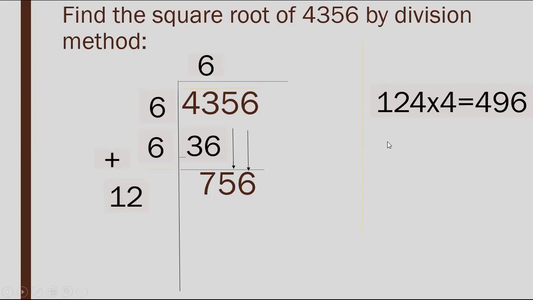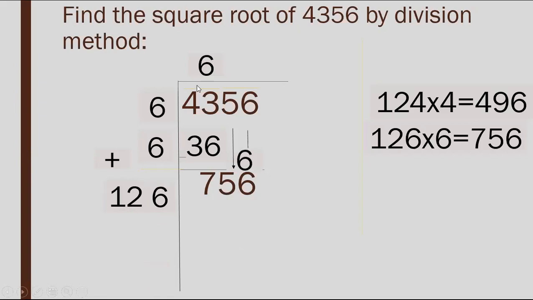So let's take 126, because we know that 6 into 6 is also 36. That means 6 on the ones place. 4 into 4 is 16, that means 6 on the ones place, and 6 into 6 is 36, 6 on the ones place. So we can take either 4 or 6. So when we take 6, we get the answer 756. So we can select here the number 6. 126 into 6 is 756.